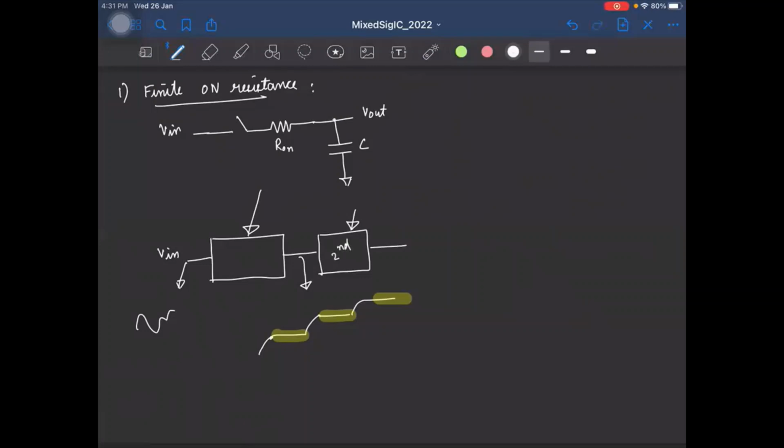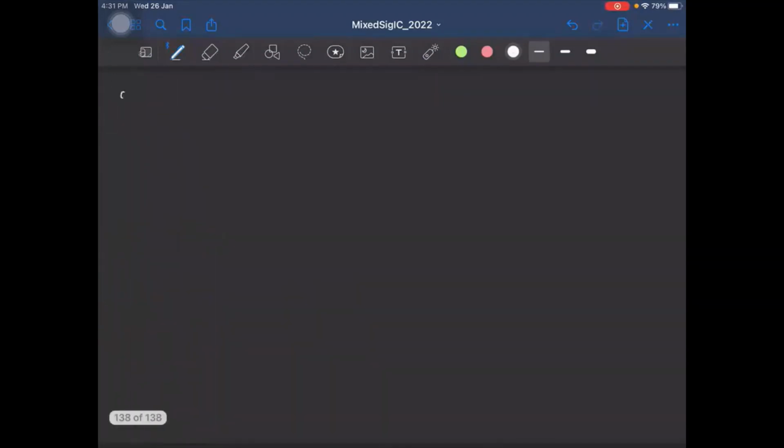Okay, so we'll analyze this finite on resistance effect for two kinds of input. One, when the input is constant, or you can take it as a DC signal. And in the other case, we'll consider a time varying signal. So let's start with a DC input.